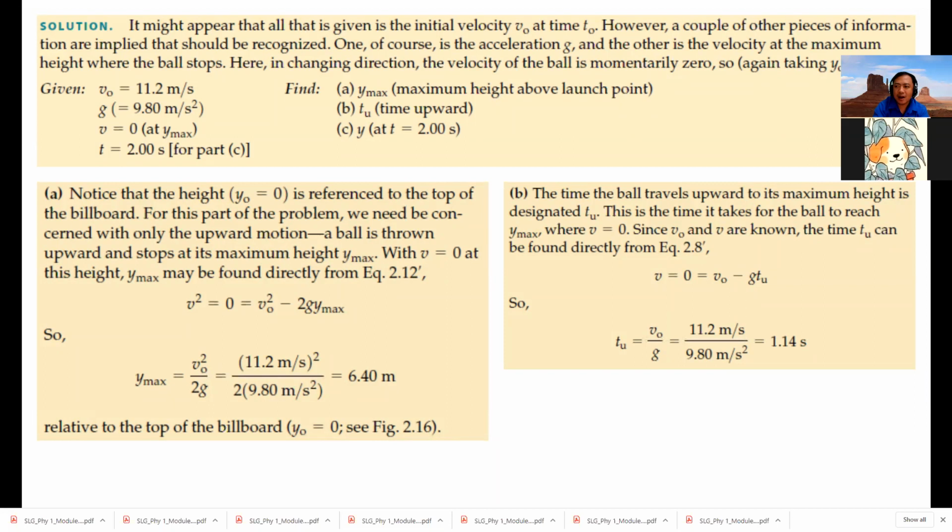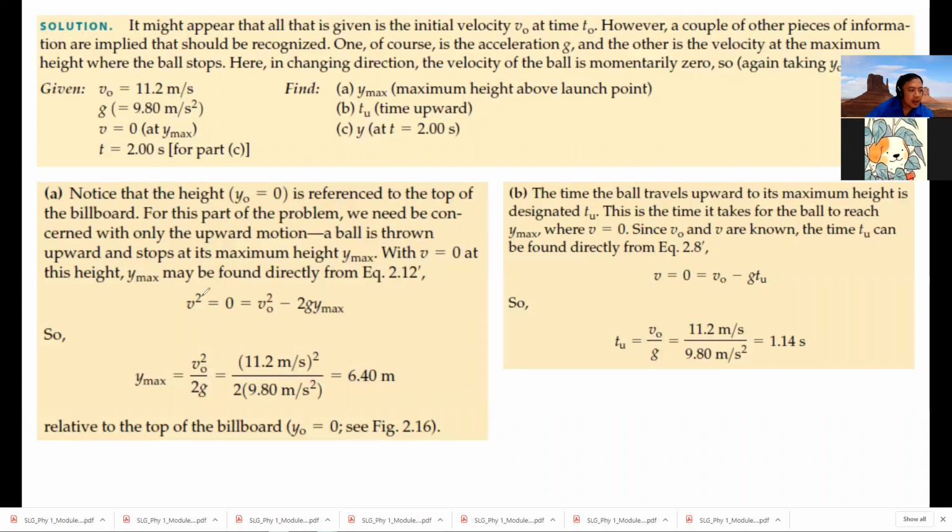So in that case, if you remember the equation, v squared equals v naught squared minus 2gy. Y is just y minus y naught, and y naught is 0. So we are looking for y max there. In that case, your v squared is 0 and v naught squared is known. I will annotate so that you can follow. Take note in this equation that v squared is 0.